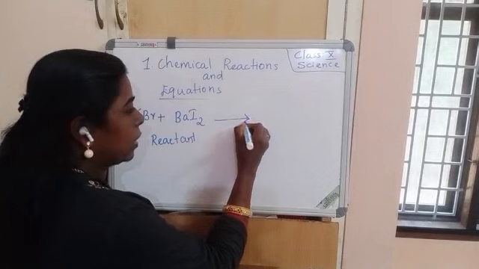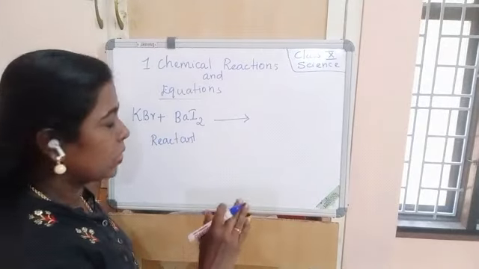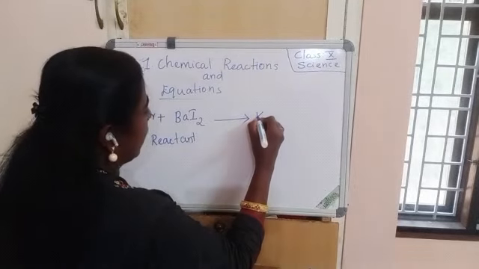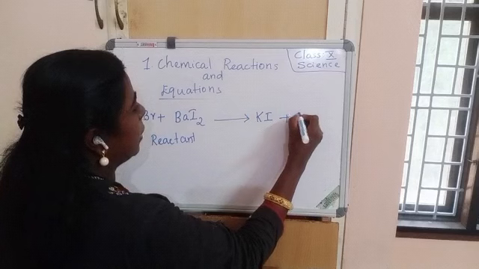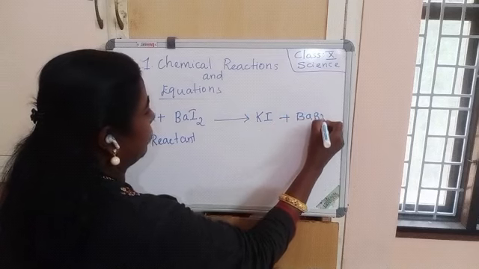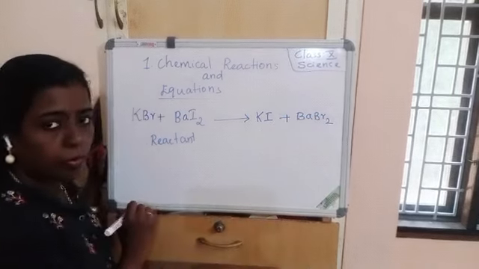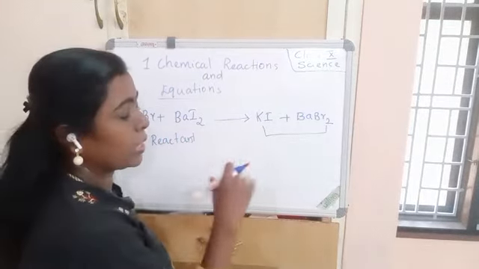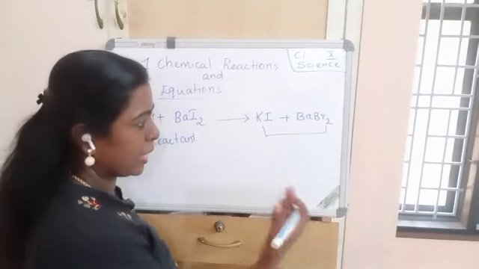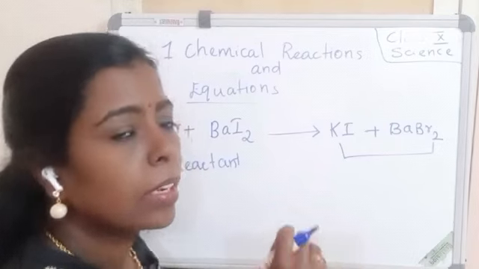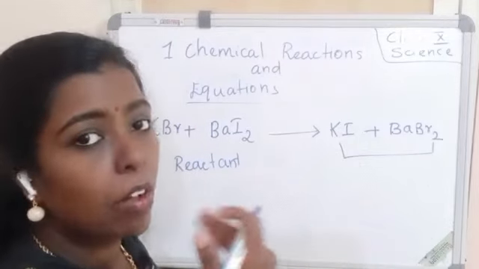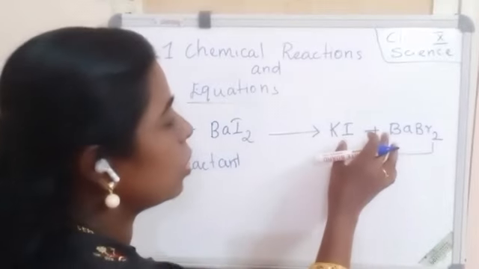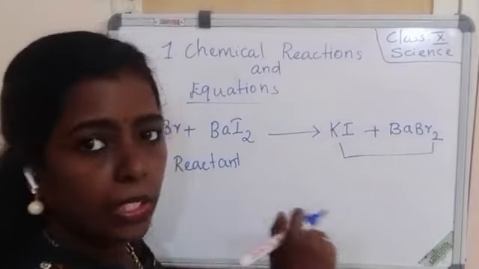In between, an arrow is placed. Then what are the products? Potassium iodide and barium bromide. These two are products. Here two products are formed, so products are always written on the right hand side with a plus sign between them in case more than one product is formed. So we put a plus sign in between the two products.